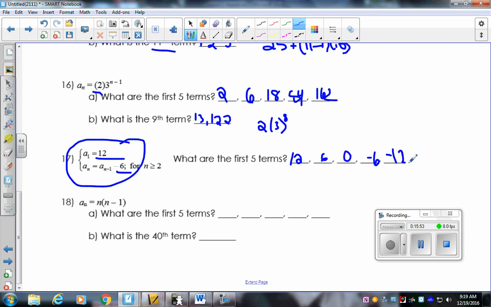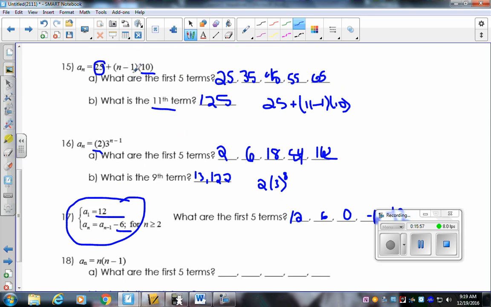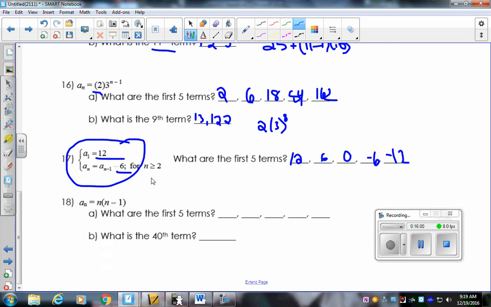Or I could take these two pieces of information, write the explicit like this, and then plug in the n. You can totally do that. All right, now looking at number 18, it looks a little bit different. I'm not identifying what the first and last number is, so what do I do? Remember, n represents whatever number in the pattern you're looking for, so I can just plug 1 in for n and do the math to find the first number.